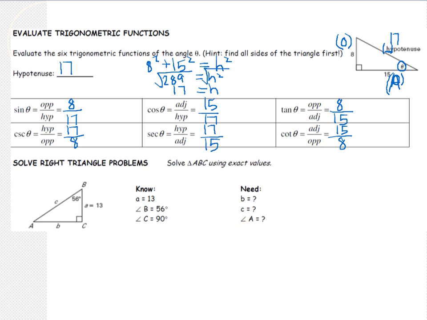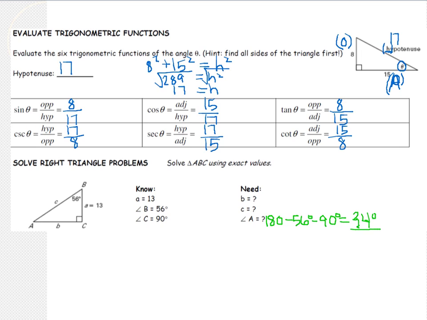Now, angle A is definitely going to be the easiest to find because we know this is 56 and this is 90 degrees. So to find angle A, since all the angles add up to 180, we just do 180 minus the 56 degrees that we know and minus the 90 degrees that we know. So angle A is going to be 34 degrees. So here's angle A, 34 degrees.